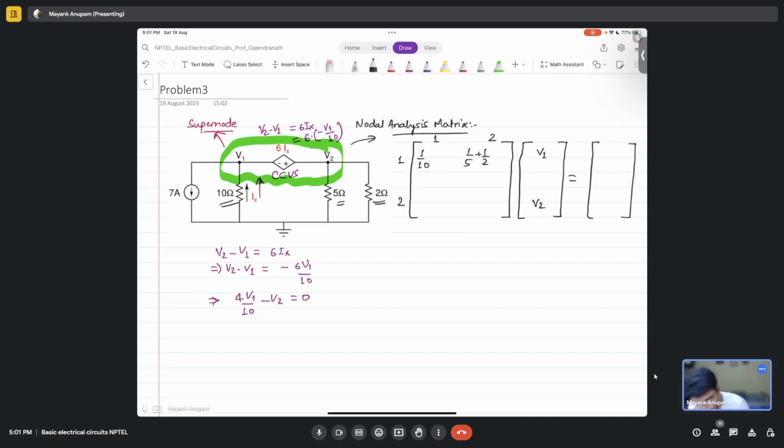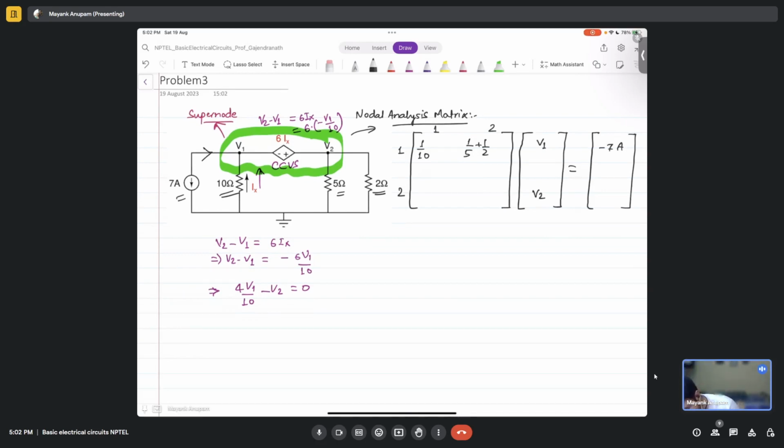Yeah, so what will it be equal to at the right hand side? This is the RHS, which contains the known independent sources. So current leaving this node should be equal to the independent current sources coming to this node. So this is basically equal to 7 amperes, but 7 amperes is leaving this node, so that is why I have to put a minus sign here, minus 7. Correct? Yes, fine. So this completes the nodal equation for the super node.